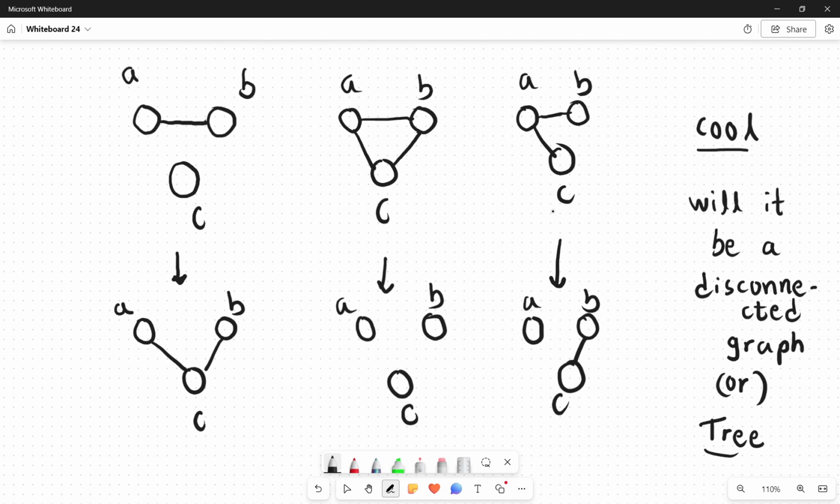So one way to know is that, suppose, so sorry for the disturbance. And where were we? So we don't know that will it be a disconnected graph having no edge, or it will be a tree, right?